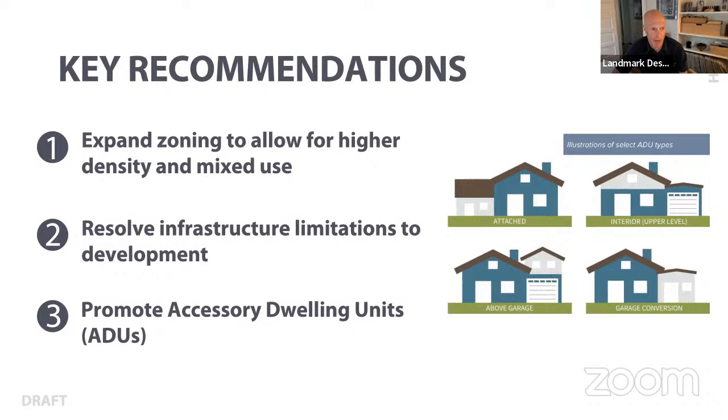recommendations that came out of this were to expand the zoning to allow for higher density and mixed use. So that is related to the land use plan that you saw, that is also changing some of the densities in there in order to accommodate future growth. To resolve any infrastructure limitations to development, primarily would be water and sewer at the most basic, but also any other infrastructure that might be required to provide access to the housing that people want in today's market.